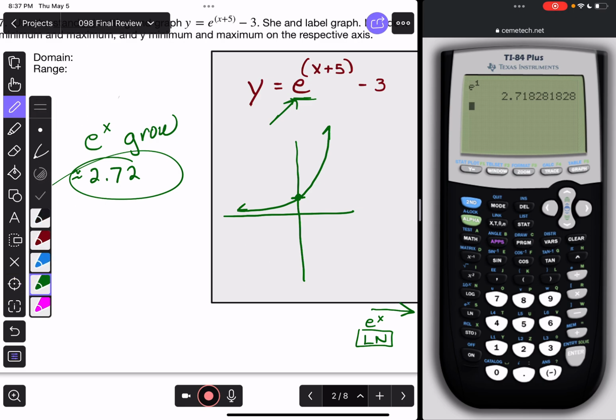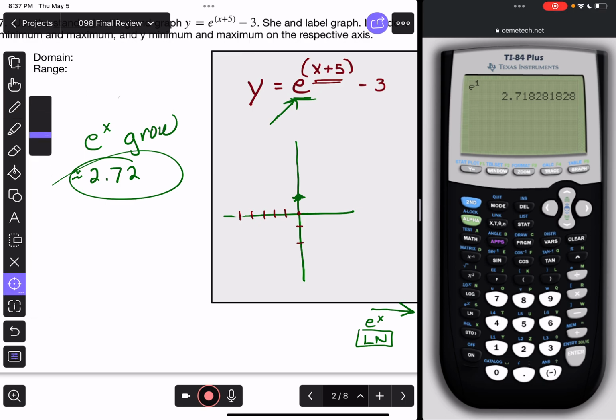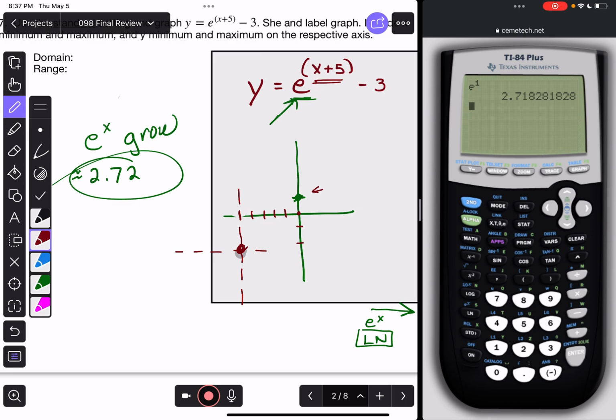Now to shift one, this is the way we do it. We say, all right, my normal parent function goes through (0, 1). This new one is going to be shifted left by 5. It's going to be shifted down by 3. This is 1, 2, 3. So I'm going left 5 and down 1, 2, 3. And there's my new, quote-unquote y-intercept. Okay, so we just have to think of graphing this exponential from that point right there.